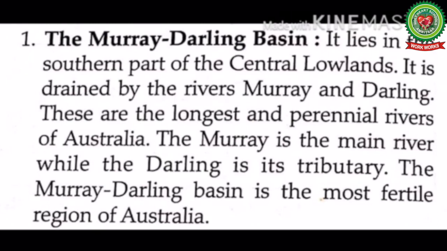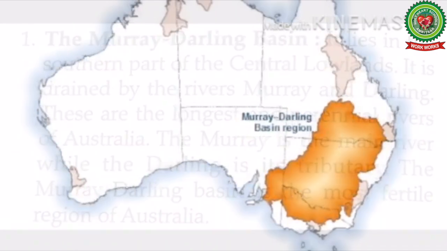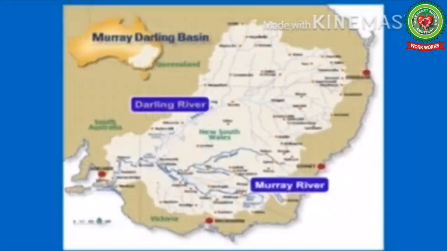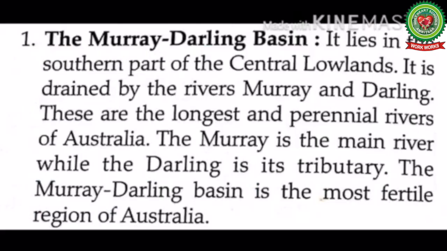The Murray-Darling Basin. It lies in the southern part of central lowlands. It is drained by the rivers Murray and Darling. These are the longest and the perennial rivers of Australia. Perennial means the rivers that flow throughout the year. The Murray is the main river while Darling is its tributary. By the word tributary we mean the small river joining the main river. The Murray and Darling Basin is the most fertile region of Australia.